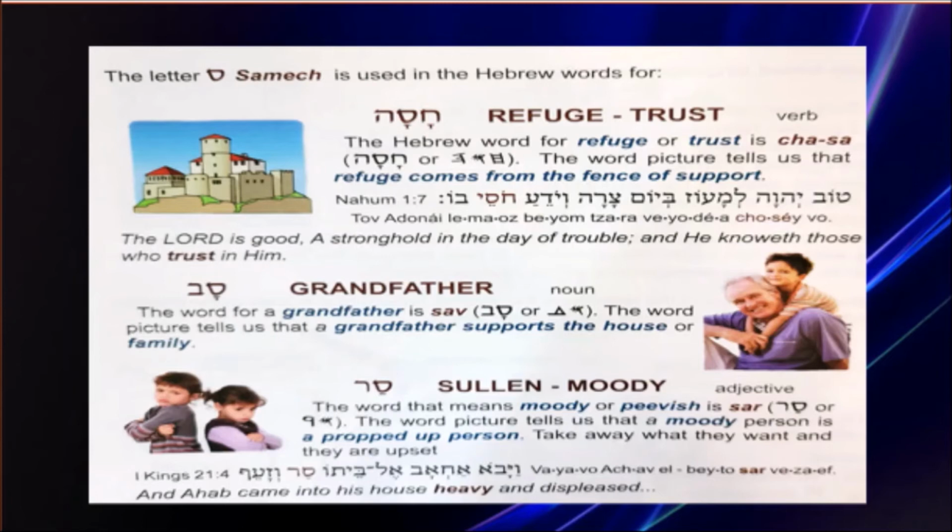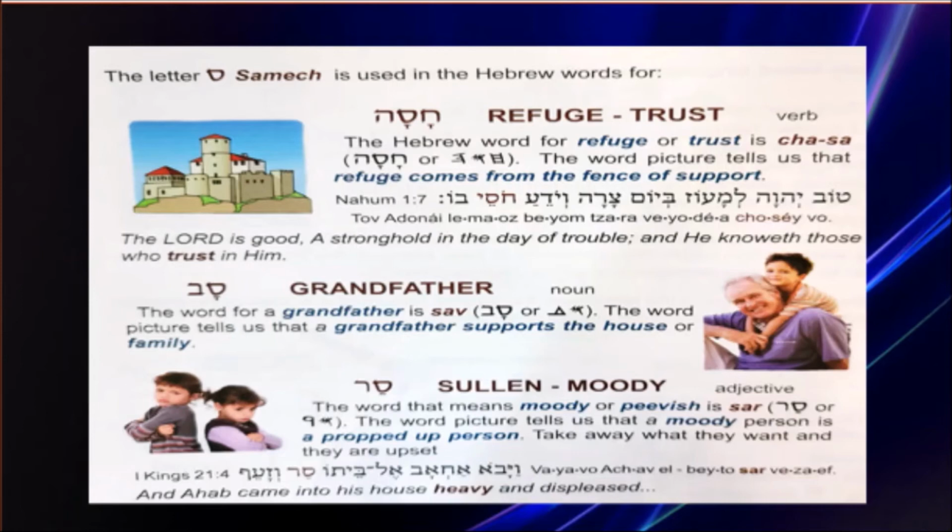Sullen or moody. The word that means moody or peevish is sar. The word picture tells us that a moody person is a propped up person, taking away what they want and they are upset. 1 Kings chapter 21 verse 4.